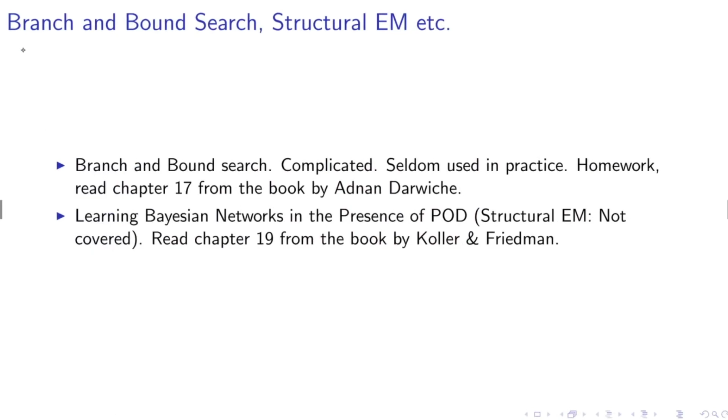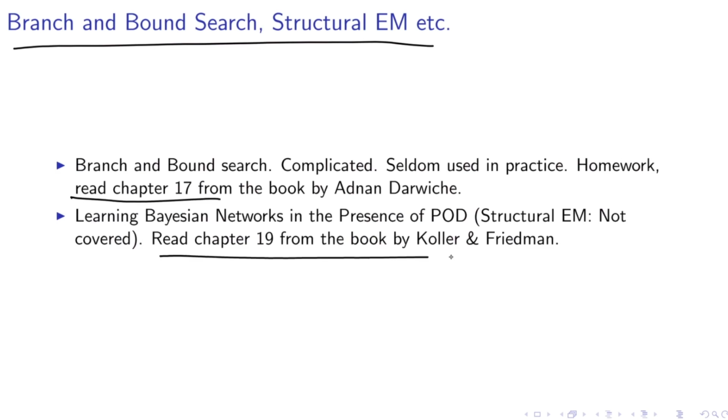I've not covered some advanced algorithms, such as branch and bound search as well as a structural EM algorithm, for learning the structure of Bayesian networks. If you're interested in reading more about these algorithms, then you can read chapter 17 from the book by Adnan Darwiche as well as chapter 19 from the book by Koller and Friedman. And actually, I urge you to read these two chapters.